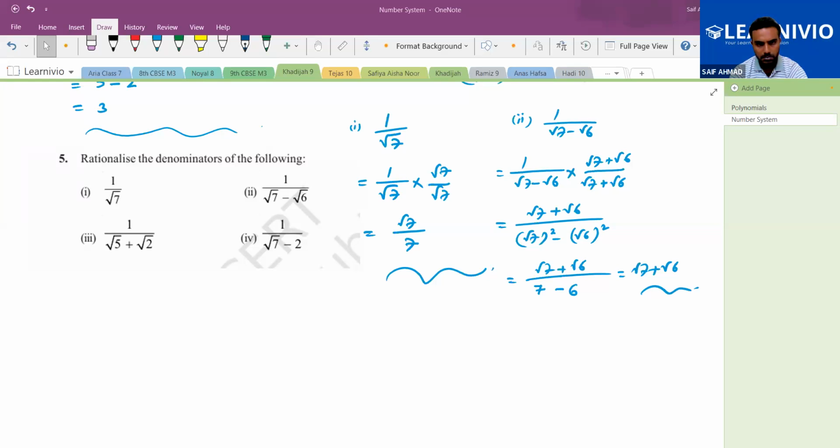Sir, third one answer is root 5 minus root 2 by root 5 square minus, root 5 minus root 2 by 3. What is the answer? Root 5 minus root 2 by 3. Yes, right. I cannot do this fourth one. Why? You have to do the same procedure.